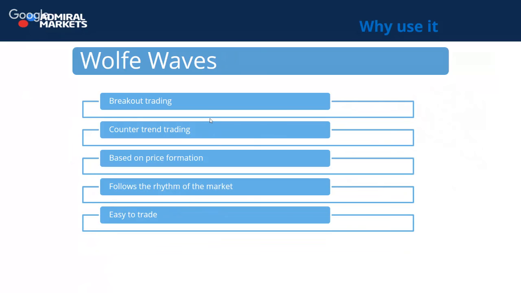Wolfe Wave is a form of breakout trading. Usually, that form will be displayed on charts as counter-trend trading. Because usually when price is getting high, you will see a bearish Wolfe Wave implying that you can try to short the price should the trend line on the Wolfe Wave be broken. It's also based on price formations, because when you see a trend, a zigzag, it will be followed by a counter-trend opportunity. Because as always, price needs to be in equilibrium.